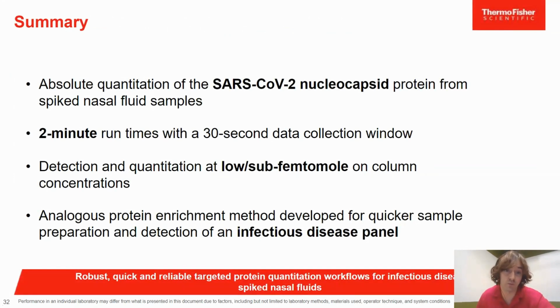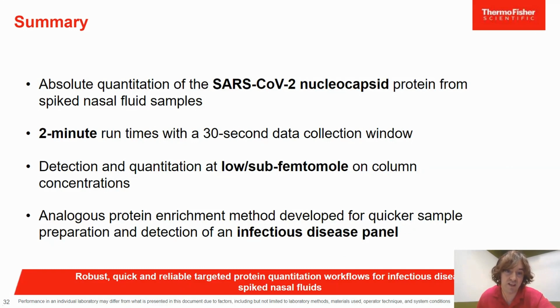So in summary, for this work that's done, we demonstrated the absolute quantitation of SARS-CoV-2's nucleic acid protein and a peptide from the spike protein from spike nasal fluid samples. We were able to do this within a 2-minute run, which had a 30-second data collection window. This therefore creates the opportunity to move to a multi-channel method, which would potentially be able to run a sample every 30 seconds if you've got 4 channels.